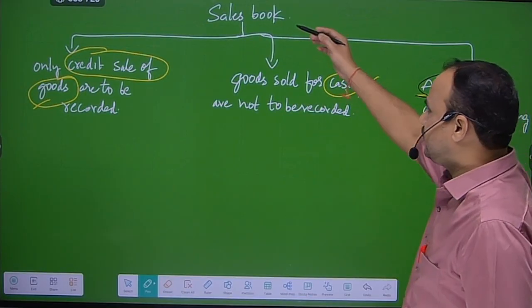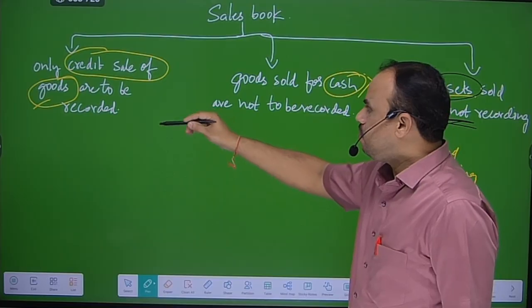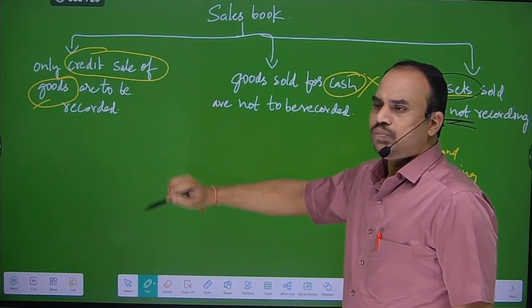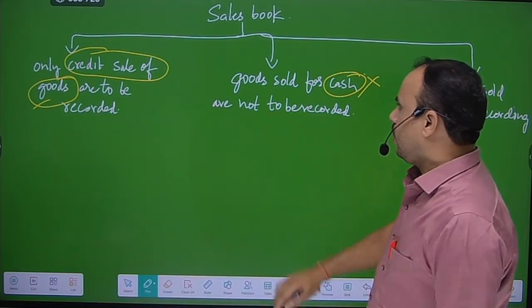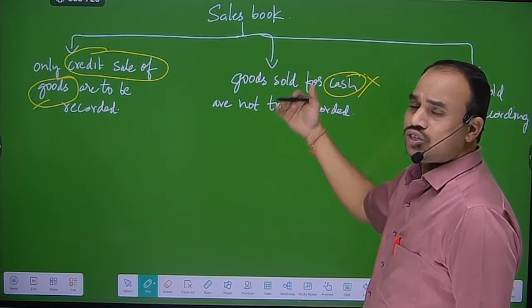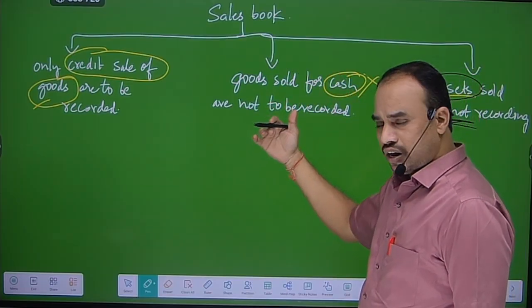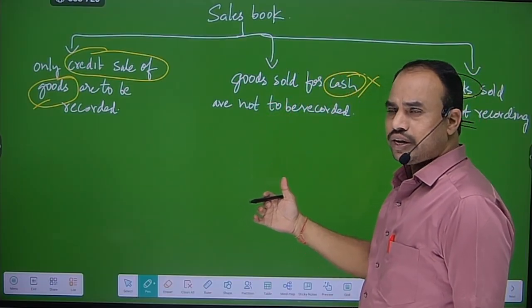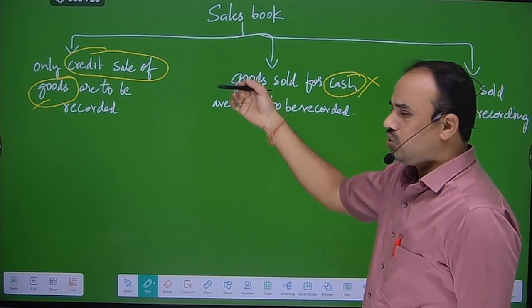See, this is the sales book. For these 3 rules, you have to remember, only credit sale of goods are to be recorded. These 3 points you have to know and remember for doing the problems. In the next video we will prepare the problems, and for that you have to know these 3 rules.